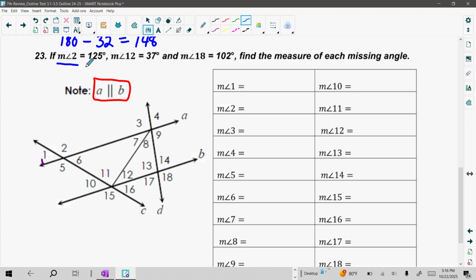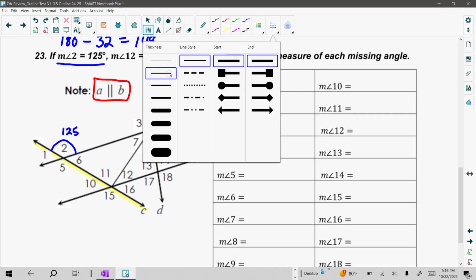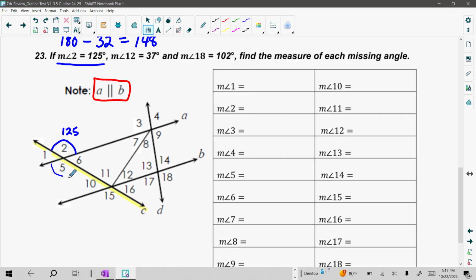I'm saying if the measure of angle 2 is 125. So angle 2 is right here, which is 125. It is formed using line C as a transversal. So what I would do, just focusing on that transversal, is fill in all the angles I could fill in using all the angle relationships. So, start off, there's my vertical. So angle 5 here is also 125.